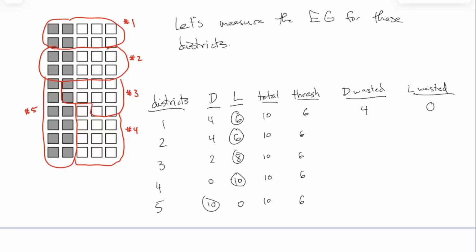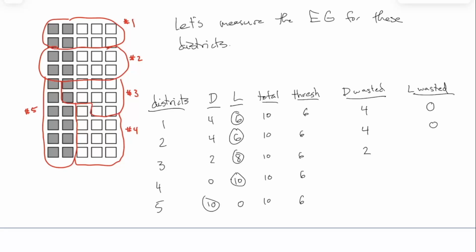All right, the next row is exactly the same. All the numbers in row 2 are the same as row 1. So again, the D's wasted 4. That's because every vote for the loser is wasted. And the L's wasted 0 because they got no extra votes beyond the threshold. All right, the next row. Again, the D's are the losers, and every vote for the loser is wasted. So here the D's wasted 2.